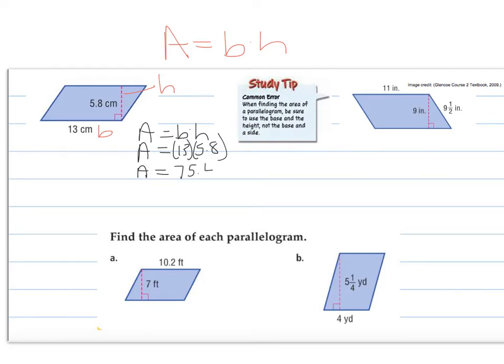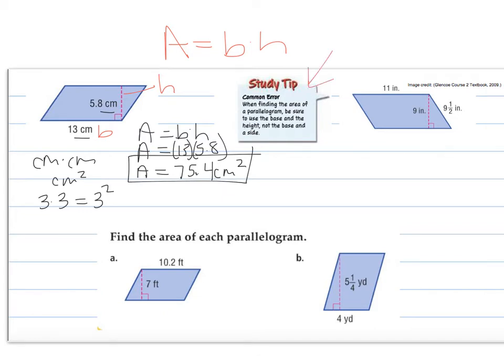75 4/10. Units here, since notice it was measured in centimeters, and I multiplied centimeters times centimeters, that's going to be centimeters squared. Just like when you multiply a number times itself, that's the same as saying that number squared. So area is in square units.